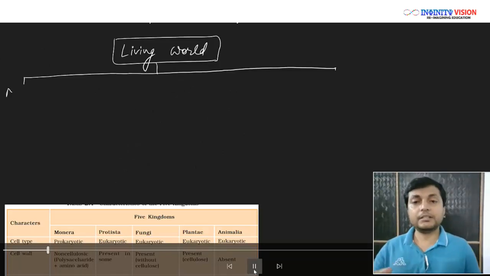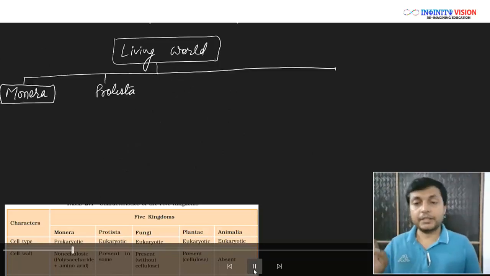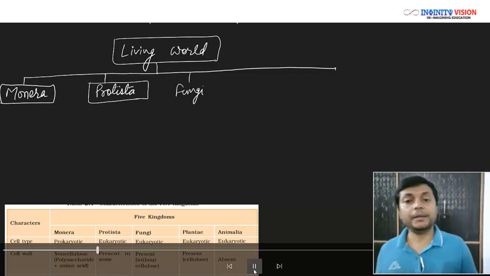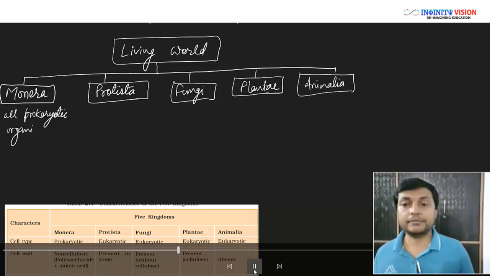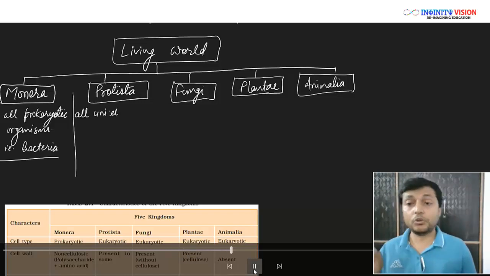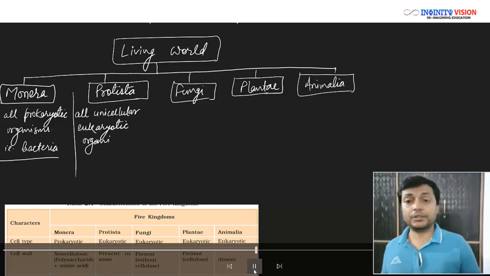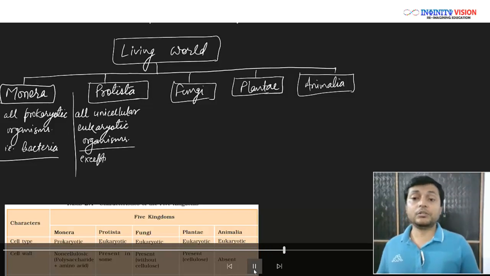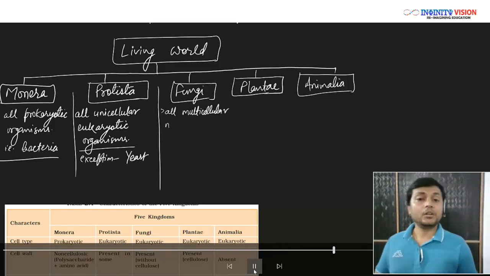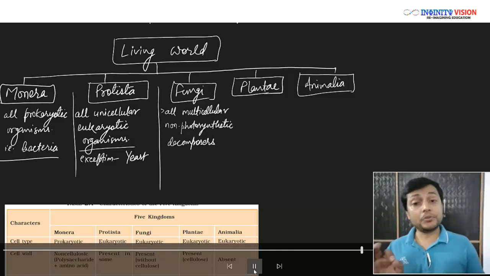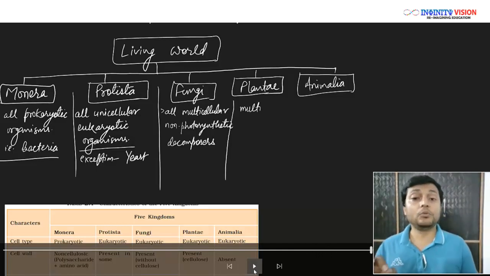Whittaker classified this living world into Monera, Protista, Fungi, Plantae, and Animalia. So these are the five kingdoms he classified them into. Monera contains all prokaryotic organisms, that is bacteria. Protista contains all unicellular organisms. Only exception is yeast. Fungi, all multicellular, non-photosynthetic, or you can say achlorophyllous.